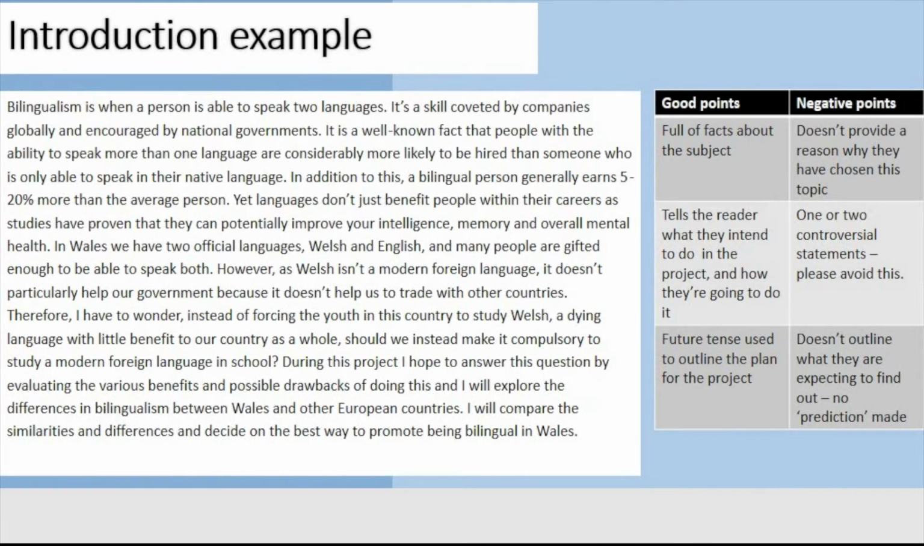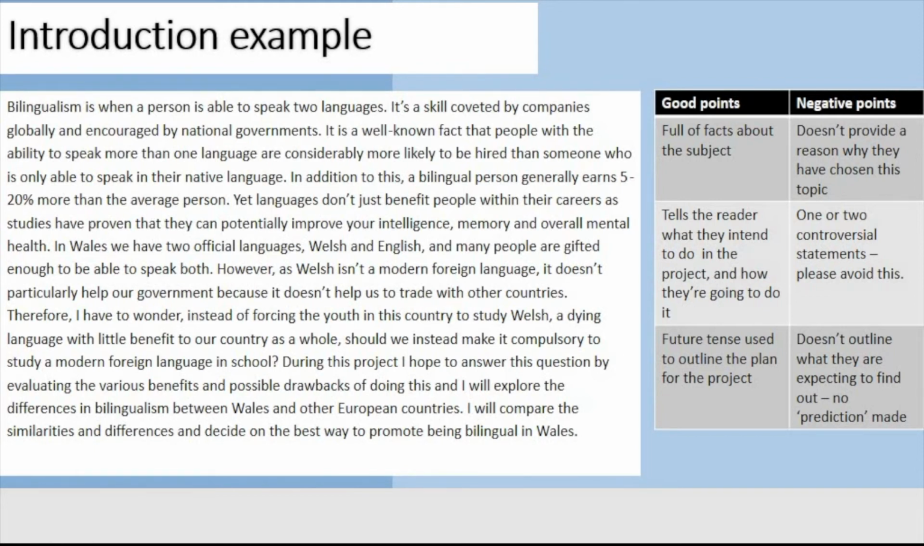This person talks about bilingualism and whether it should be compulsory to speak 2 languages or not. So while we have a read through, we can see that the good points about this intro is that it's full of facts about the subject. This person mentions that someone who speaks more than 1 language usually earns 20% more than the average person.